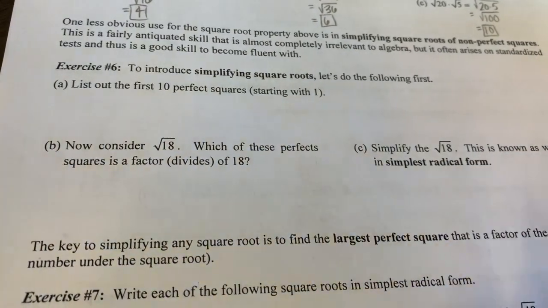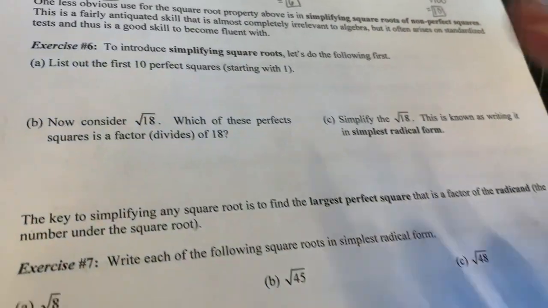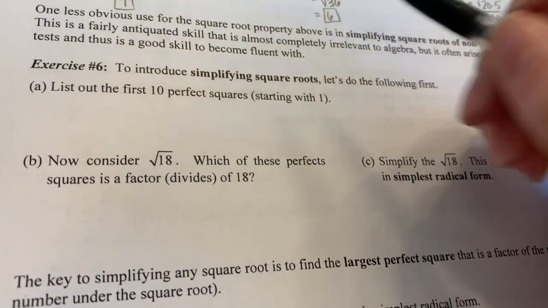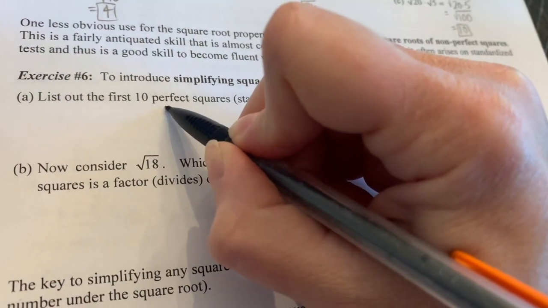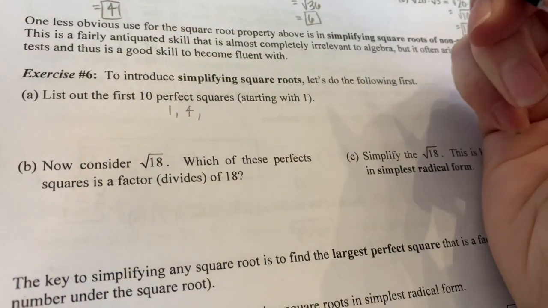So to introduce simplifying square roots, we're going to do this first. Okay, so this is walking us through it, and then I'm going to show you my way, which might be a little different. So first thing we're going to do is list out the first 10 perfect squares. So 1 times 1 is 1. 2 times 2 is 4.